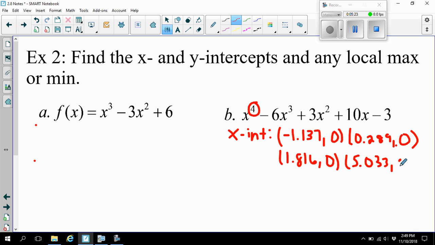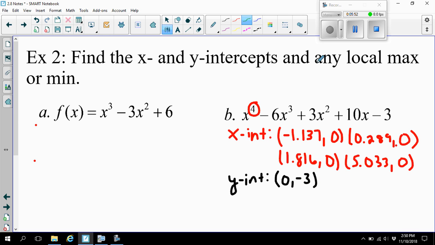So those are all my zeros or x-intercepts for this problem. Now our next one is to find the y-intercept. For this, we really don't need to use a calculator at all, because remember, all you have to do is plug in 0 for x. So it's basically your constant, and our constant here is -3. That means we have (0, -3) as our y-intercept.